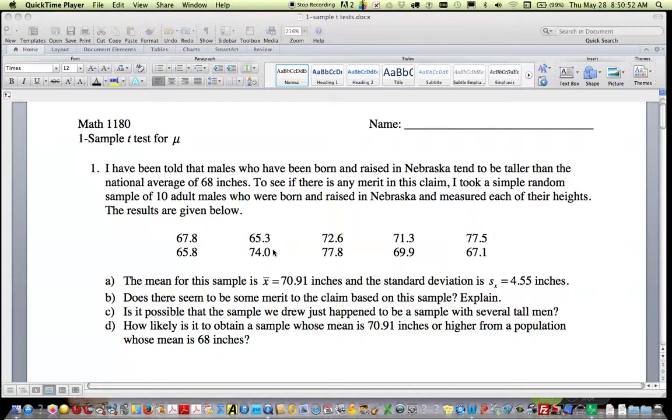When we do a hypothesis test, what we're really trying to do is answer this last question: how likely is it to obtain a sample whose mean is 70.91 inches or higher from a population that really only has a mean of 68 inches? That's the idea of performing a hypothesis test.